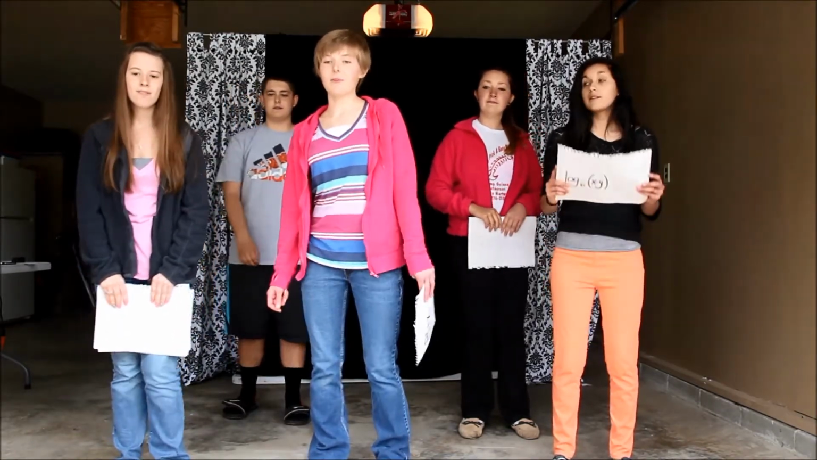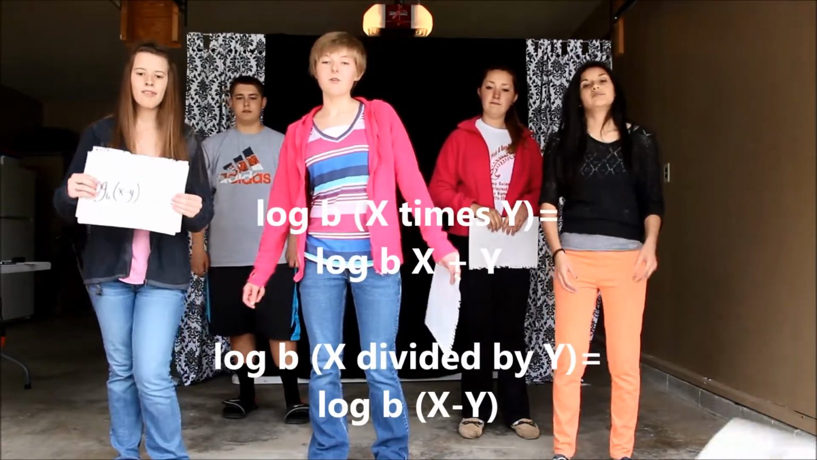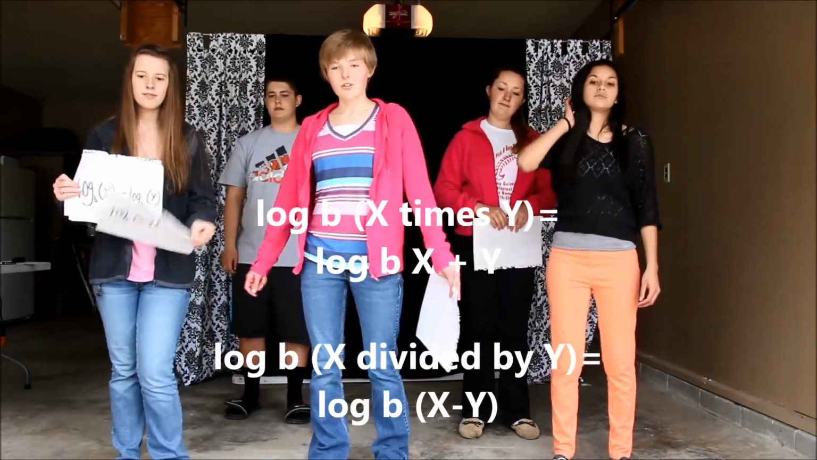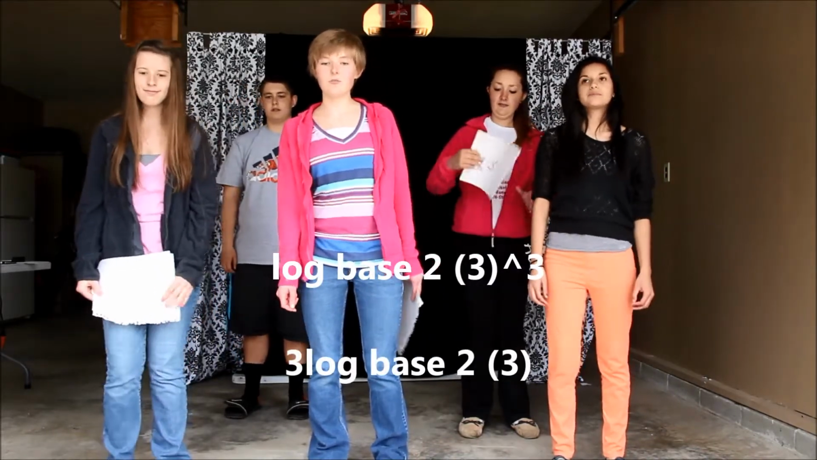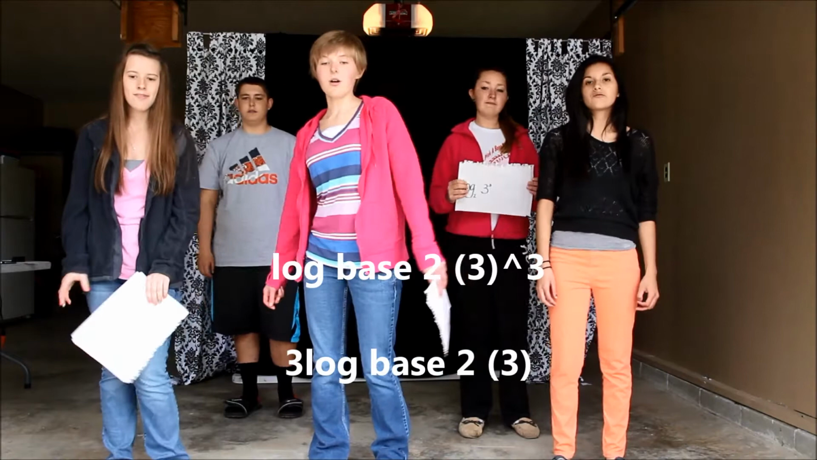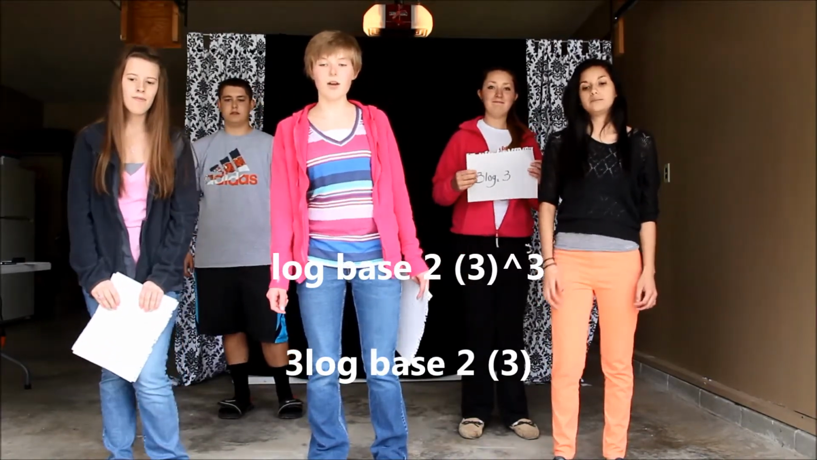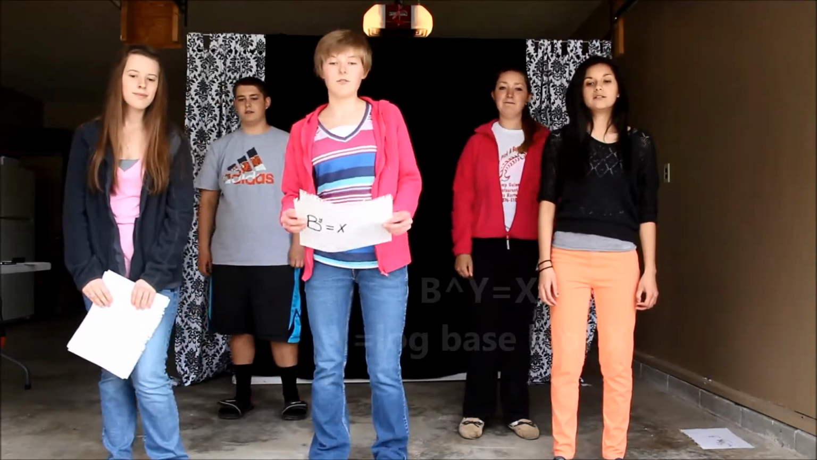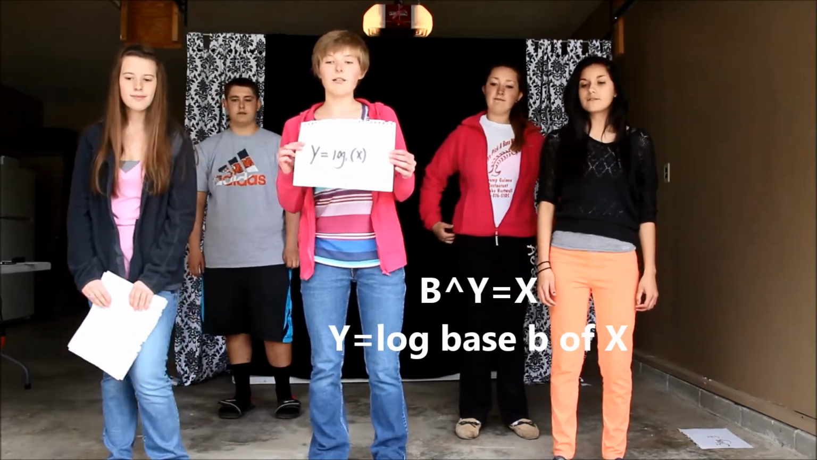Like Miss Aube, I'm here to teach. Solving this equation is out of reach. If you have log base b, x times y, add x and y, don't multiply. If you have a division sign, just subtract, it's not a crime. Log base 2, 3 cubed, can be solved with the power rule. The cube goes in front of it all. 3 log base 2, 3 is the way you solve. Let's go over this one more time, because once you get it, you'll be doing fine. b to the y equals x is the same as y equals log base b of x.